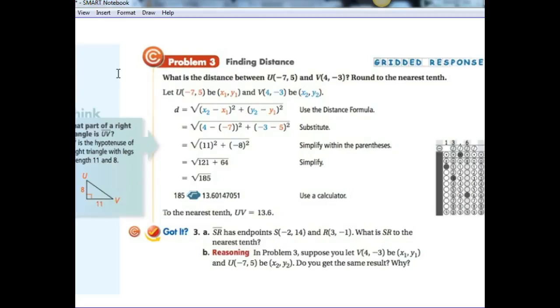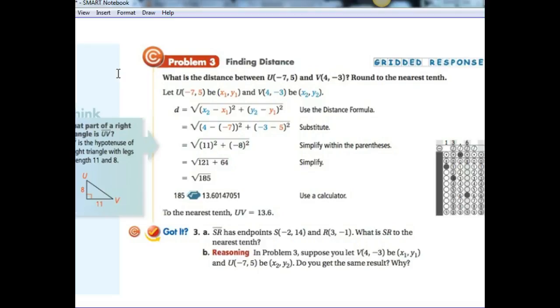Hello, this is Geometry Part 1, Lesson 1-7. This is Problem 3, which was found on page 52 of your textbook. It's asking what is the distance between two different points.